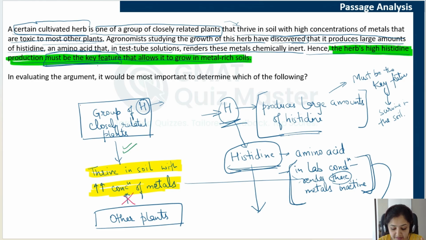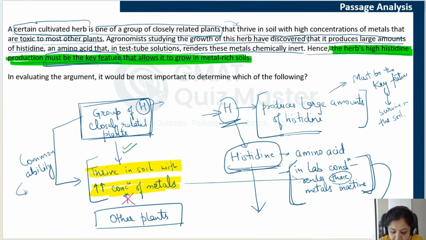Another thing to note here is that this entire group of closely related plants has this characteristic, this ability. So, this is a common ability here. And because these are closely related plants, this common ability may be due to a common feature that all these plants have. So it is very much possible that all these plants have the same feature that enables them to thrive in soil with higher concentrations of metals. And in that case, these other plants will not possess this common feature.